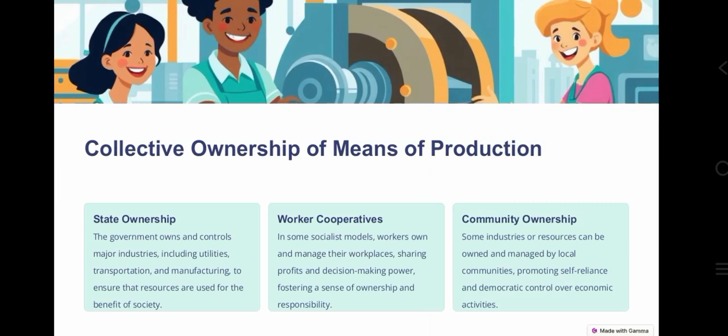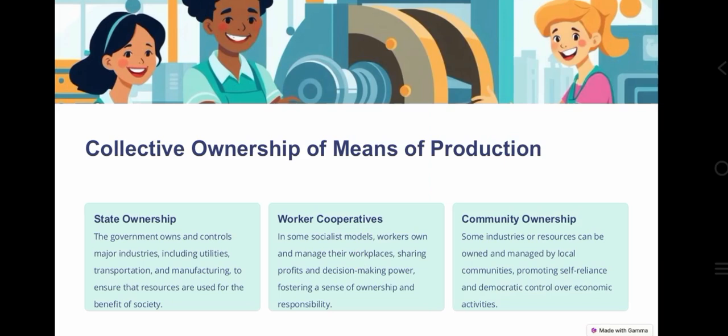Then next one is community ownership. Some industries or resources can be owned and managed by local communities, promoting self-reliance and democratic control over economic activities.